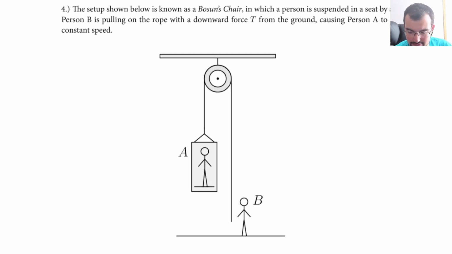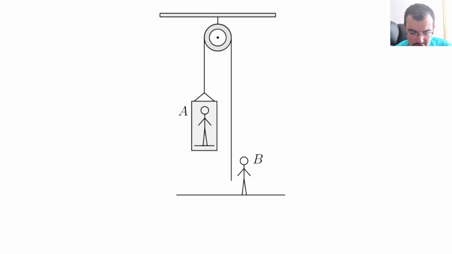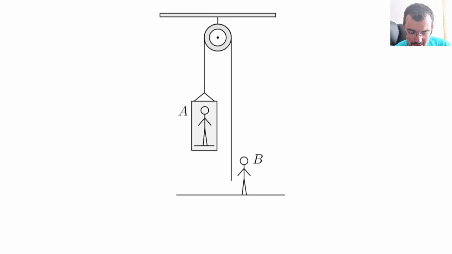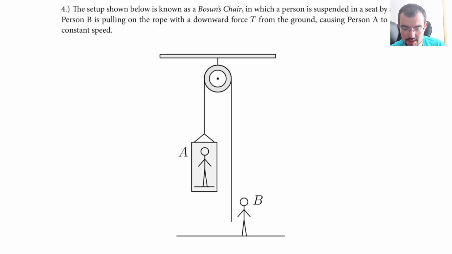So just to show some of this pulley stuff, we're going to start with a scenario known as a Bosun's chair, which I think of as like a window washer harness type thing. So here we just have a person suspended in, almost think of it like an elevator type thing, with a pulley, and person B is on the ground. It says person B pulls on the rope with a downward force T on the rope, which causes person A to rise at constant speed. So if we just do our tension tracing, this is just a single rope, so it's going to be the same everywhere. So that T is being supplied here as well.